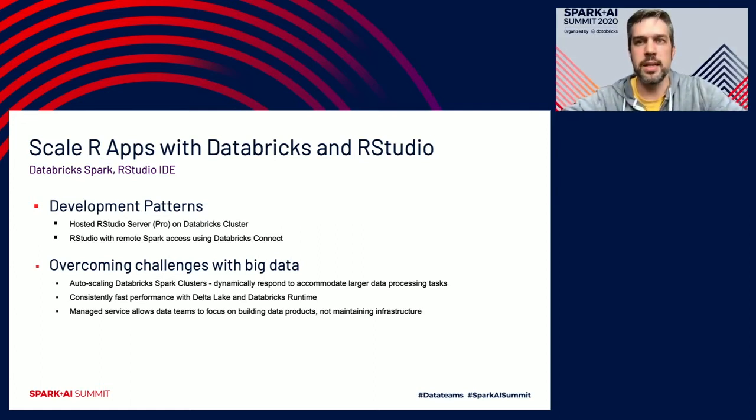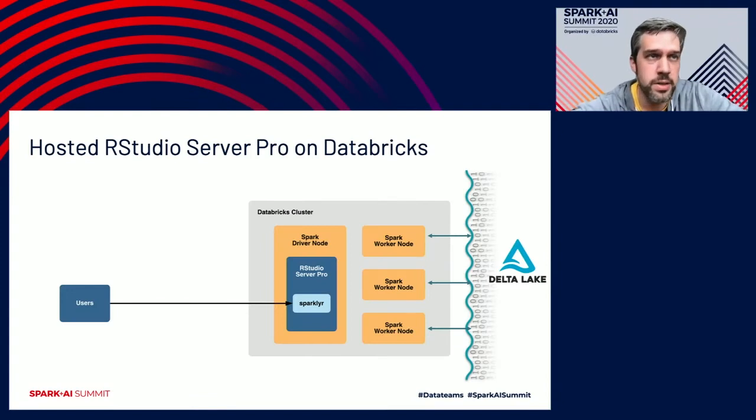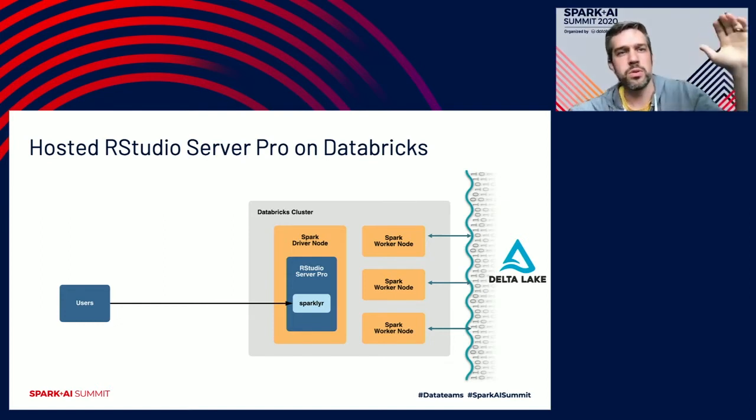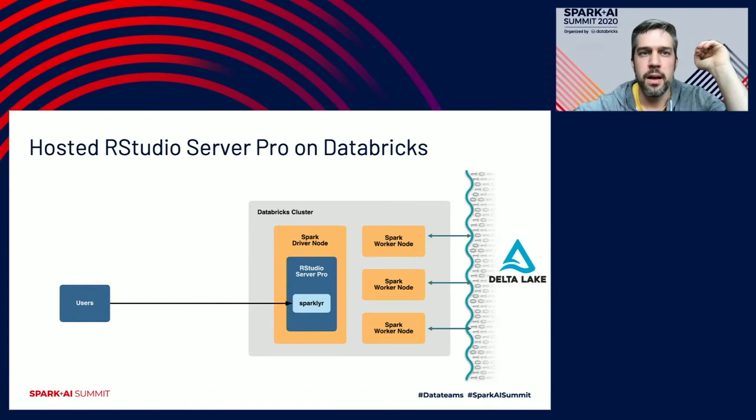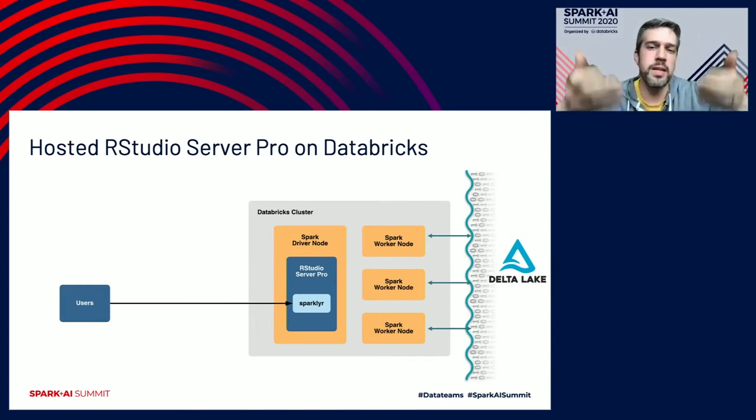So with all that being said, let's actually look at these two different development patterns. The first being hosted RStudio Server Pro on Databricks. So in this architecture, you can see your users will be accessing your data lake through a Databricks cluster, where in the Spark cluster, RStudio Server Pro is installed on the driver node, and then through SparkR, through that API, you're able to send commands to the Spark workers and then read data in directly from your data lake and do work on that.